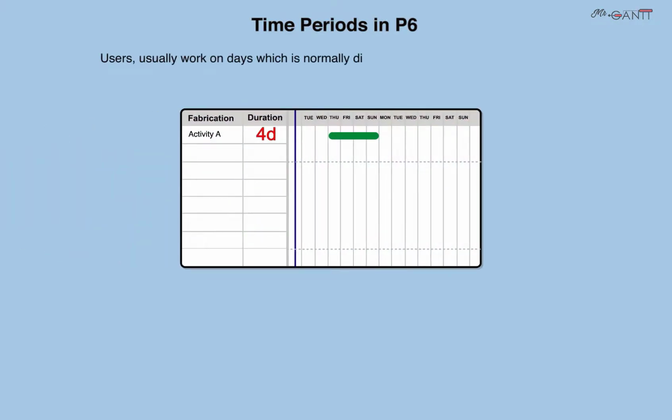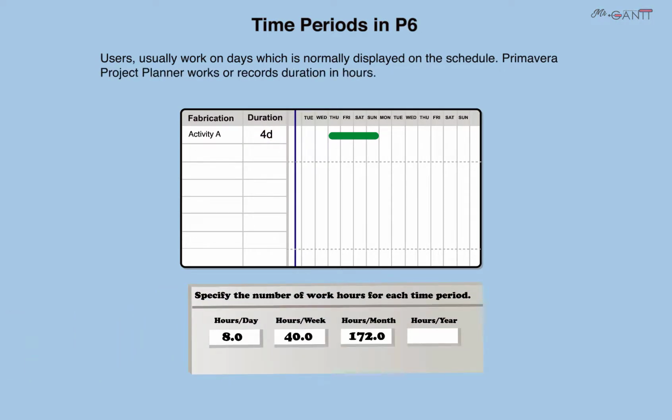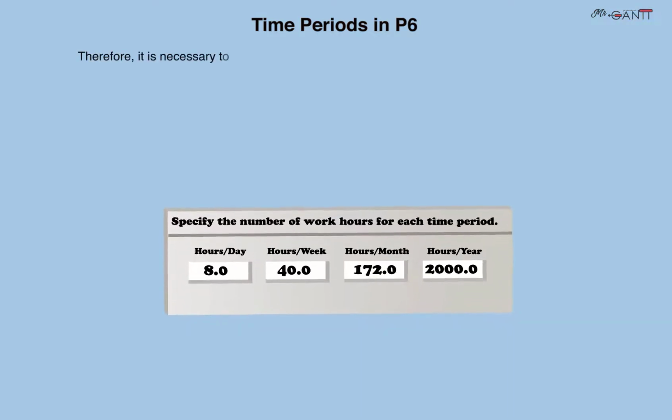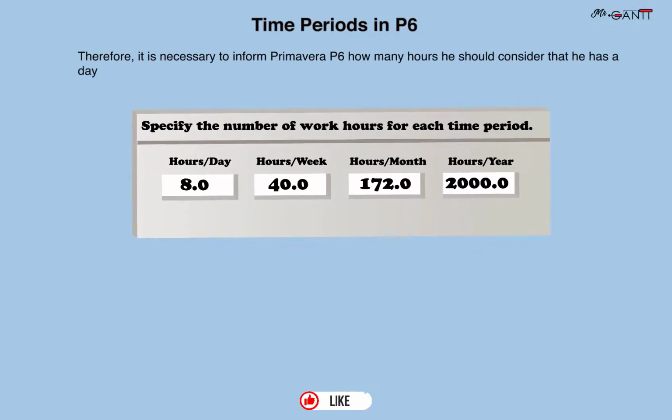Users usually work on days, which is normally displayed on the schedule. Primavera Project Planner works or records duration in hours. Therefore, it is necessary to inform Primavera P6 how many hours it should consider as a day by using the time periods.